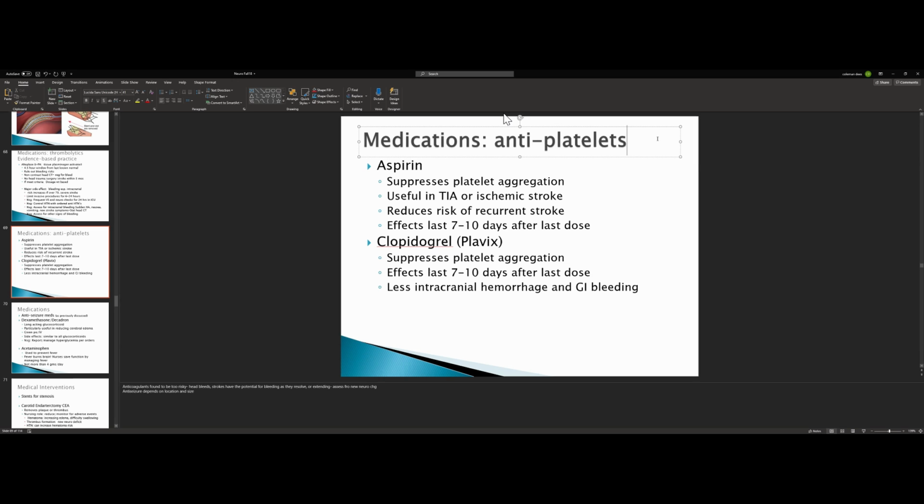Plavix is another that suppresses platelet aggregation. It has less of a risk for ICH and GI bleeding. I think that some of these drugs get a little bit of a bad rap because traditionally we've thought, even for things like Lovenox and subcutaneous heparin, the traditional thought has been, oh, if a patient has blood in their head, they can't have this, which isn't at all the case.